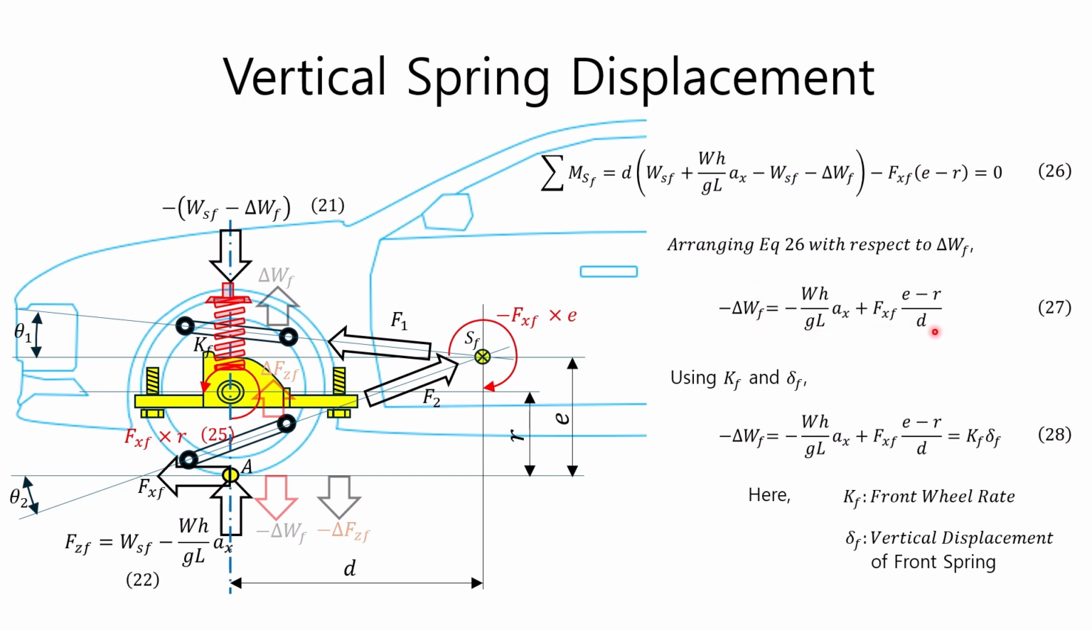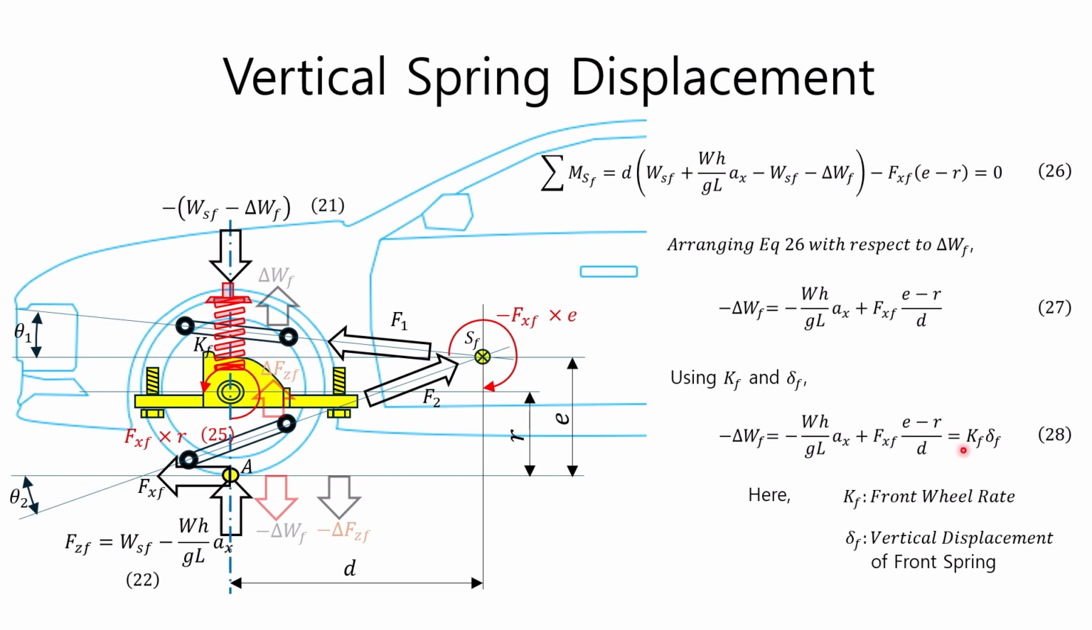Meanwhile, the vertical dynamic load acting on the spring, delta Wf, can be expressed as equation 28, using the front wheel rate Kf and the front spring vertical displacement relative to the front wheel center, delta F. In equation 28, Kf represents the front wheel rate and delta F represents the spring vertical displacement relative to the front wheel center. In the middle term of equation 28, the first term represents the vertical dynamic load of the entire vehicle when the acceleration is ax, and the second term represents the vertical component of the force acting on the suspension link, which is the link force.